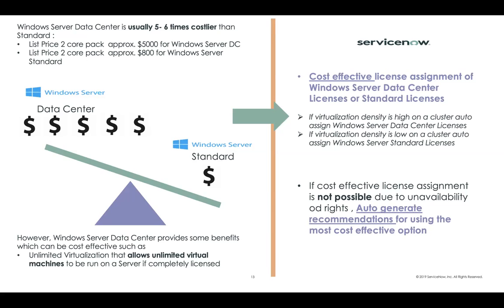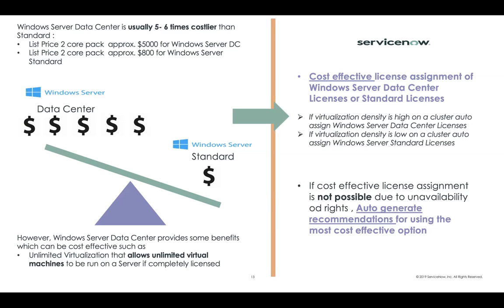However, we do realize that organizations will not always have enough Datacenter licenses or enough Standard licenses. They would purchase fewer Datacenter licenses than Standard, and it's very possible that Datacenter licenses get consumed as they are assigned. Hence, for those cases where cost-effective license assignment is not possible due to unavailability of rights, we auto-generate recommendations to the customer. These features were newly introduced in Quebec, and we've enhanced them in the coming releases in Rome and San Diego. So we would really like you to test it out and see for yourself how this works.